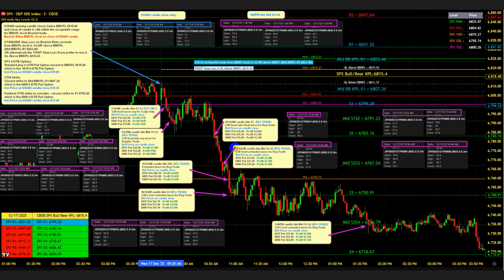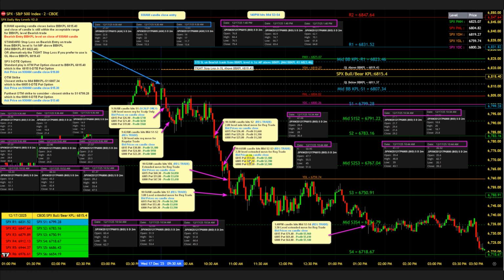Okay, so also you have here at 10:44 a.m., as you can see, we had a brief retrace here. It did not close back above, and then we resumed the downtrend here, and at 10:44 a.m. it hits the mid S2 S3, so that's now a 2.5 level extended move for a regular trade. In the 2.5 level move, again, we take the level we're taking the trade from, bull bear KPL, bearish trade, we're looking down. So we have 1 level, 1.5 levels, 2 levels, now 2.5 levels.